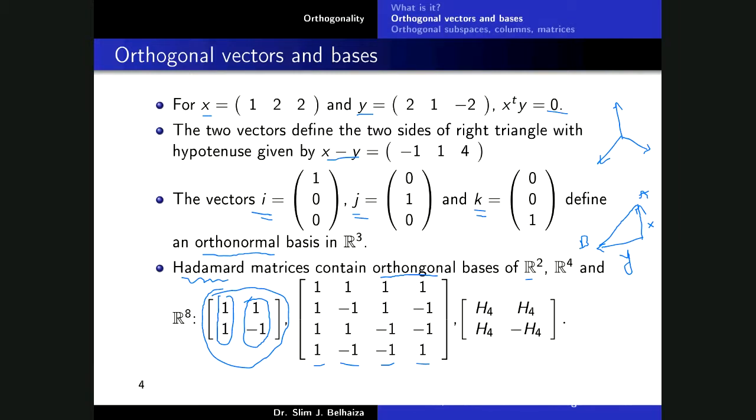So they do form an orthogonal basis in R4, and you can call this whole matrix H4, and you can place it in this way. You can build an Hadamard matrix of size 8, H8, and place it this way, and it builds also an orthogonal basis in R8. Okay, so this is just for your information.